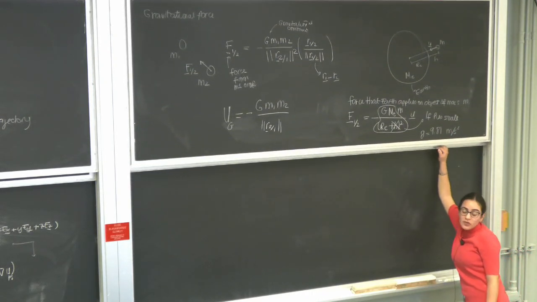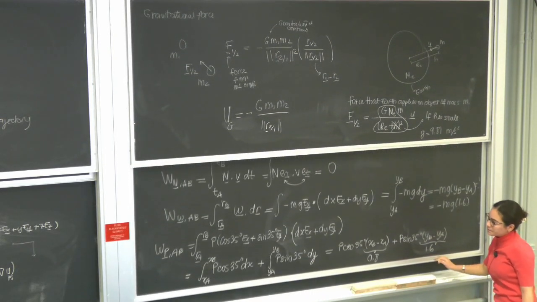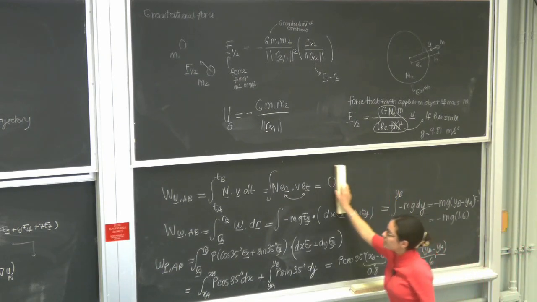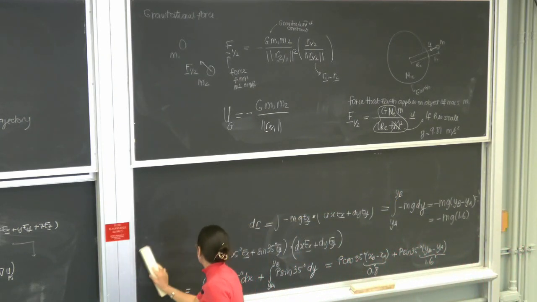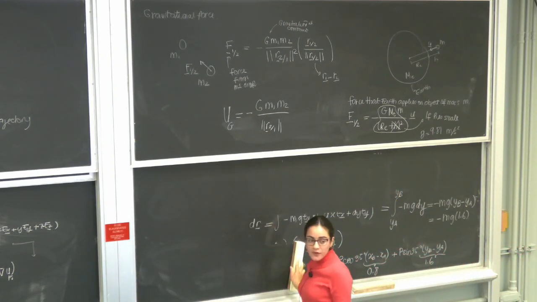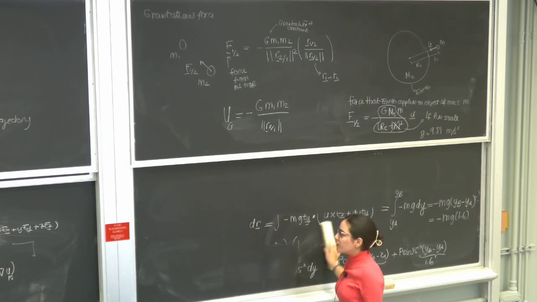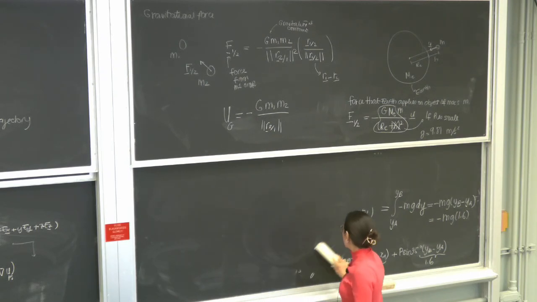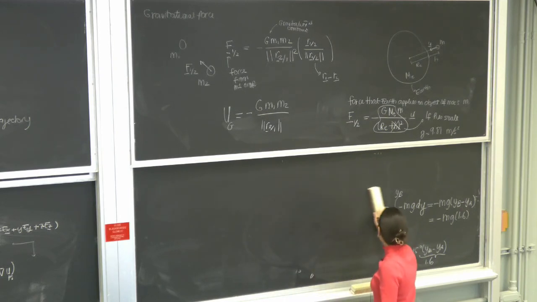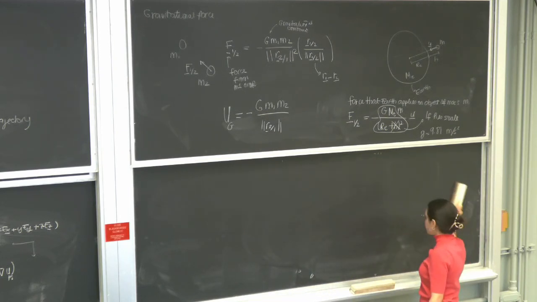So going back to conservative forces. How many types of conservative forces should you know in this class? Three: any constant force, which includes the weight force, the spring force, and this gravitational force.